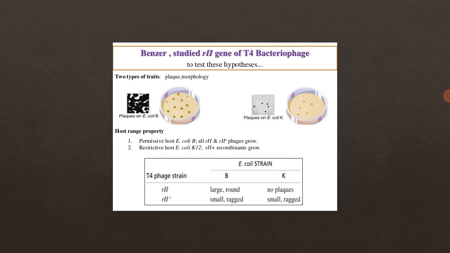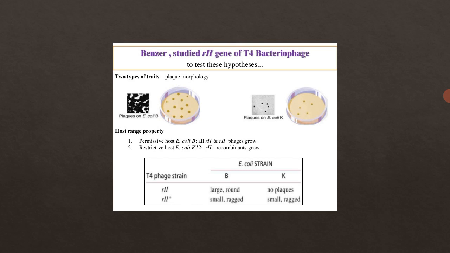Right, host range is that a particular virus can infect this many types of bacteria. So restrictive host range with the R2 plus, it is very restricted, that it grows only on the E. coli K strain. Right? In that, which recombinants grow? R2 plus recombinants grow. Now he got these results.